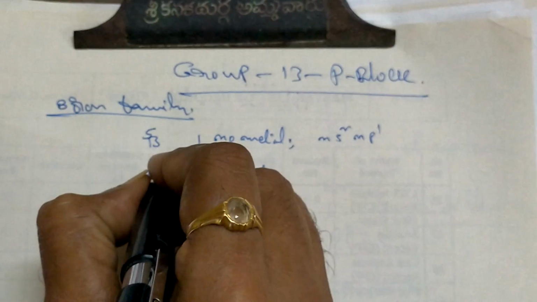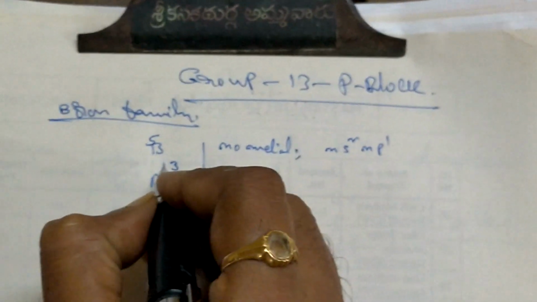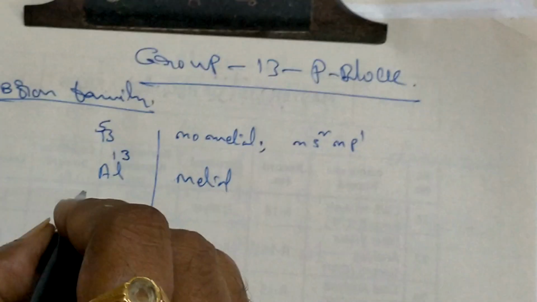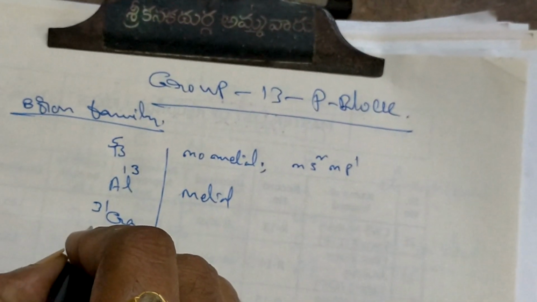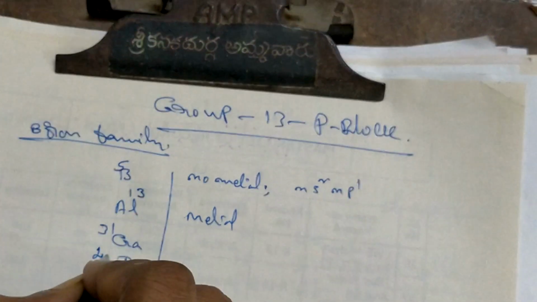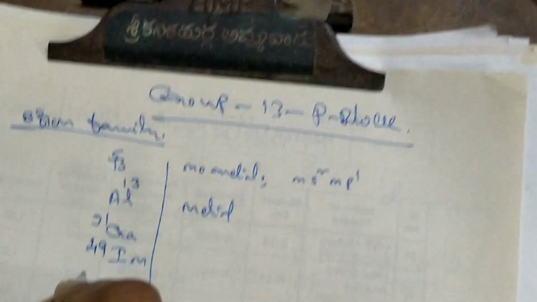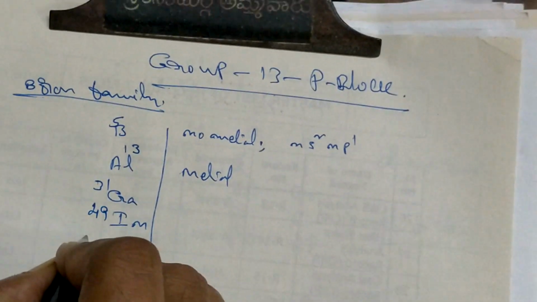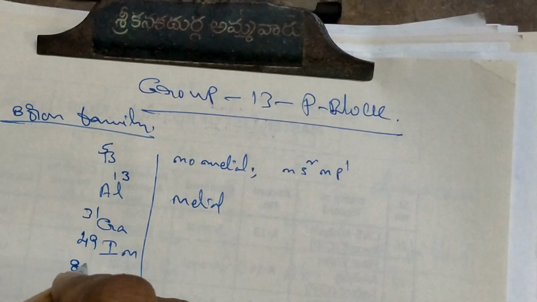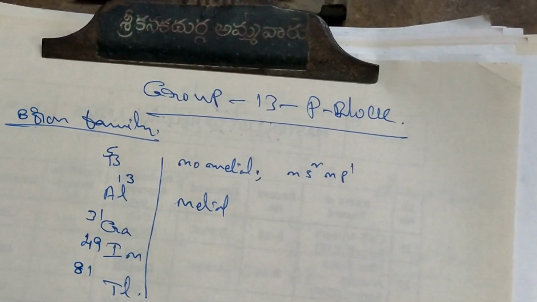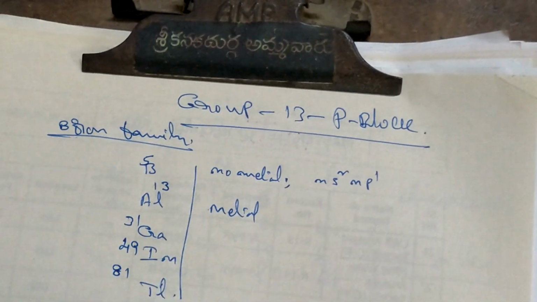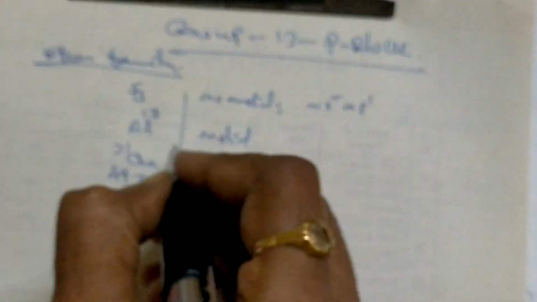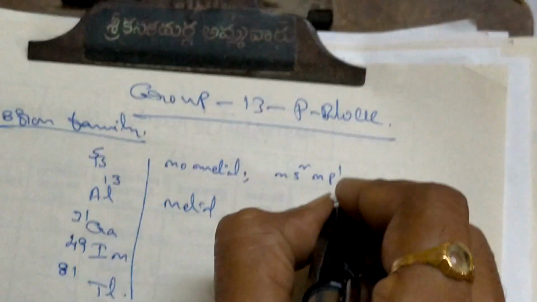Aluminum is 13. Gallium is 31. 31 plus 18 is 49, 49 plus 32 is 81. These two are non-d block. In between, from gallium onwards, d and f blocks will start. Aluminum is a metal.